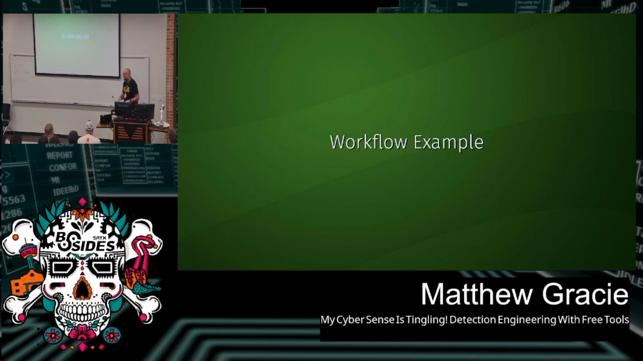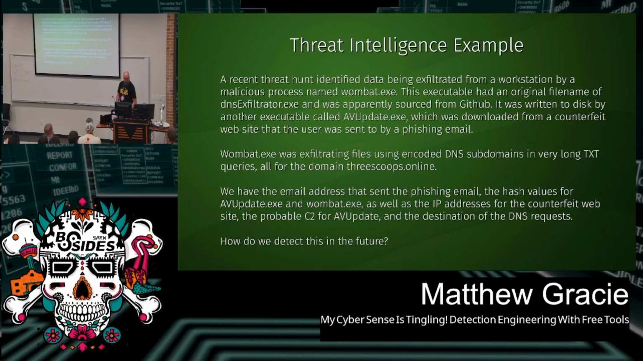So I'm going to use a workflow example that we actually use in one of our training courses. This would be an example of rolling your own threat intel, right? This is something that we use in one of our threat hunting courses. So a recent threat hunt identified data being exfiltrated from a workstation by a malicious process named wombat.exe. Why? Because it's a funny word. This executable had an original file name of dnsexfiltrator.exe and was sourced from GitHub.